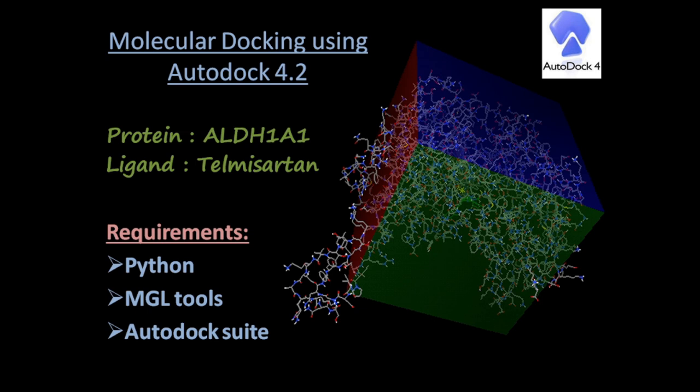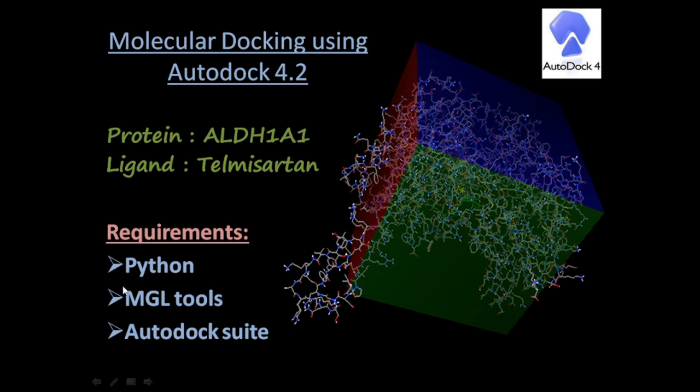So these are the requirements if you are a beginner in this field and performing molecular docking using Autodock 4 for the first time. First you have to install Python in your Windows system and then MGL tool, that means molecular graphics laboratory tool. The full form is molecular graphics laboratory, and this Autodock 4 software is designed by the molecular graphics laboratory.